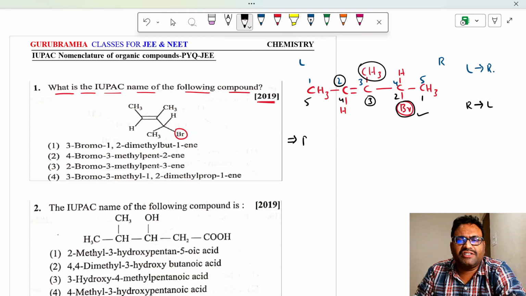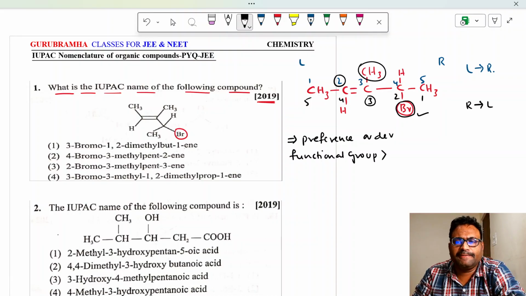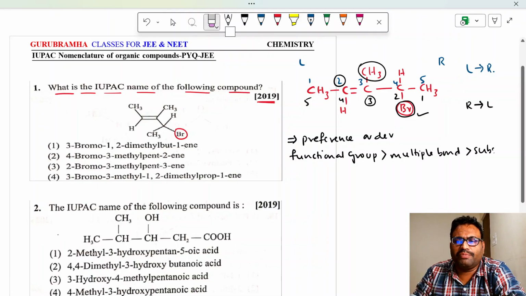So the preference order, we know the preference order. What is the preference order? First, if a functional group is present, we have to give more preference to the functional group. Functional group gets more preference than multiple bond. Then we have to give preference to the substituent. Last is the substituent.